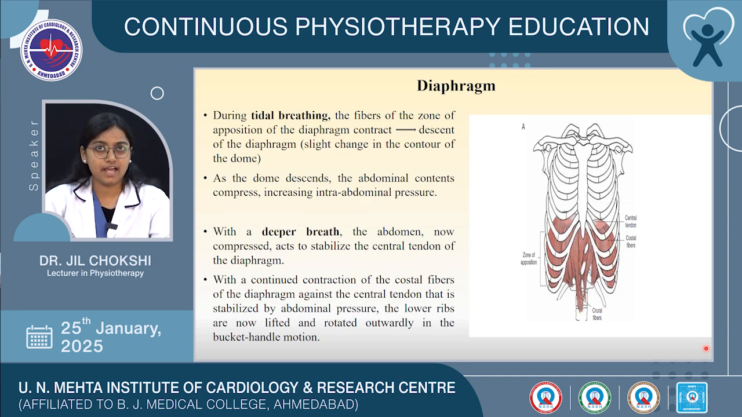The first one is the diaphragm. It is the primary muscle of ventilation. It is divided into two portions, the crural fiber and the costal fiber. This fiber travels superiorly to insert into the central tendon. This portion is known as the zone of apposition. It is a vertical fiber of the diaphragm that lies close to the inner wall of the lower rib cage.